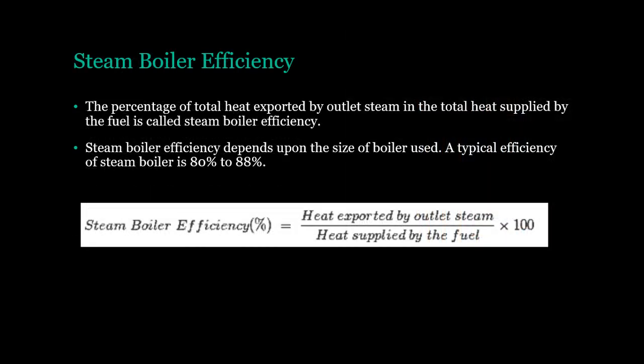Steam boiler efficiency. The percentage of total heat exported by outlet steam in the total heat supplied by the fuel is called steam boiler efficiency. Steam boiler efficiency depends upon the size of boiler used. A typical efficiency of a steam boiler is 80% to 88%.